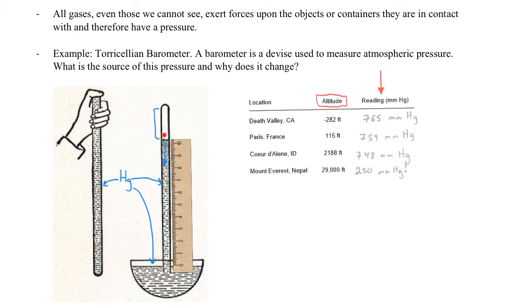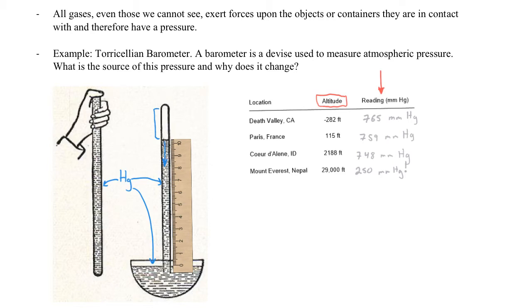And then we go to Coeur d'Alene, Idaho. And again, we're going up about 2,000 feet. And what happens then? The millimeters of mercury drops down. And then we go to Mount Everest, and we see it goes down to like 250 millimeters of mercury. That's like way down here, let's say. So what happens is, as we go up in altitude, the column of mercury drops down. So why is that? What's going on? What is making that column stay up, and what is changing its height?